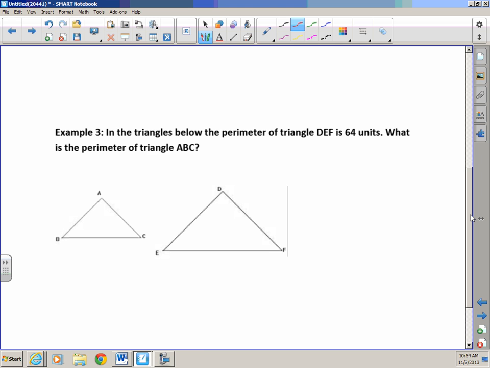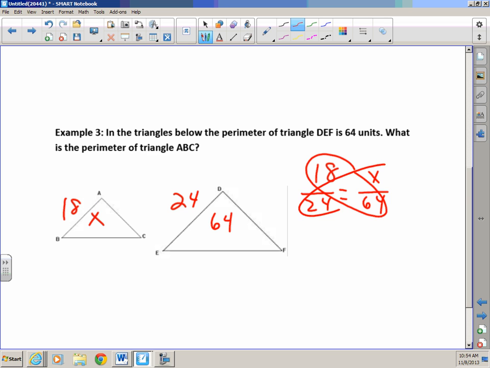All right, let's say AB measures 18 units and DE measures 24. And the perimeter of DEF is 64, and I don't know this one. You'll notice I put the information all around the triangles. It makes it visually easier to see how to set up a proportion. So my proportion, 18 is to 24, as x is to 64. Cross multiply and divide. And I figure out that 48 units is the perimeter.